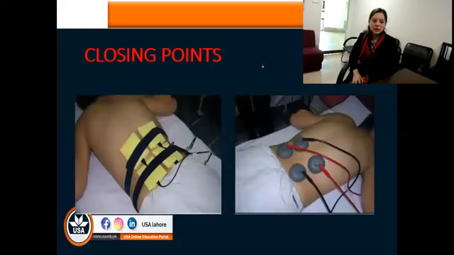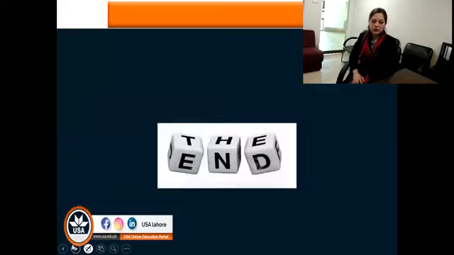This is an application showing how you are going to apply it. In every picture you can see they are placed diagonally, according to the areas of concern, and these areas are placed diagonally.